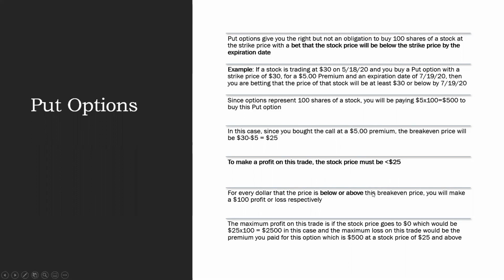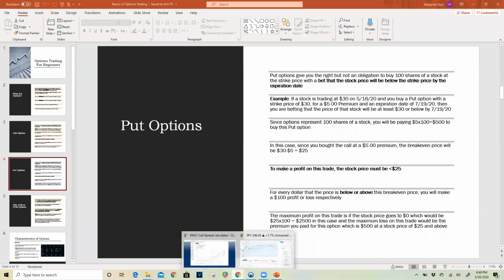and it's capped at any price at or above $30, and the maximum loss you would incur is $500, which is the amount you paid to buy that put option. Now, as opposed to a call option, since the price can only go as low as $0, your maximum profit is also capped at $25 times 100, which is $2,500. Okay, let's look at a quick example here.